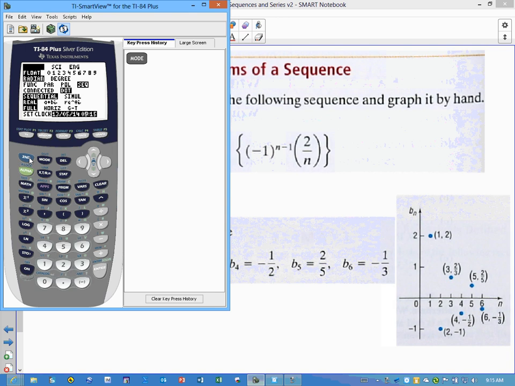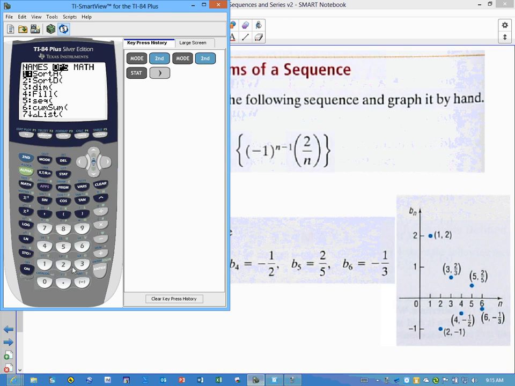Okay, when we go to our home screen, I'm going to do second quit to get to the home screen. I want to make a list of these terms as I go from n being 1 to n being 6. So here I'm going to go to second stat, which is the list. And I want to go 1 to the right so that I get to operations. I'm selecting number 5 here, which is the sequence function. So if I hit 5, that gives me sequence.